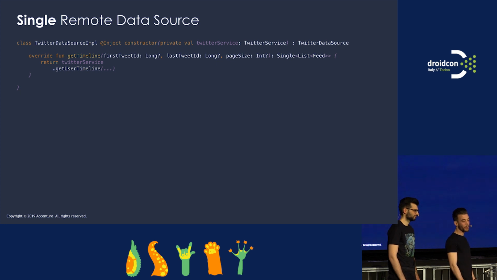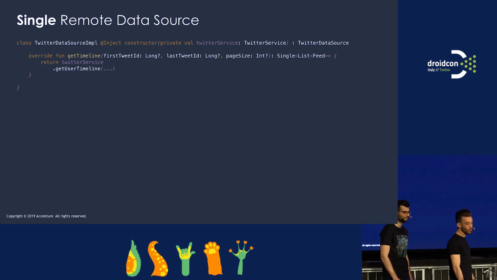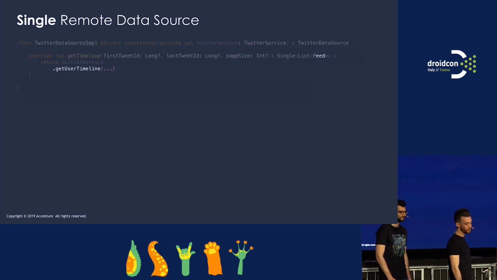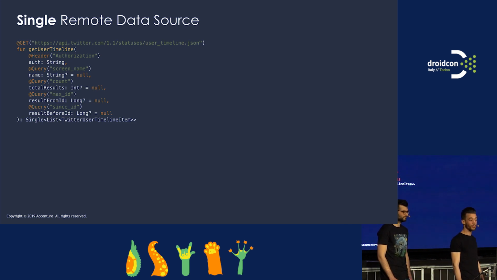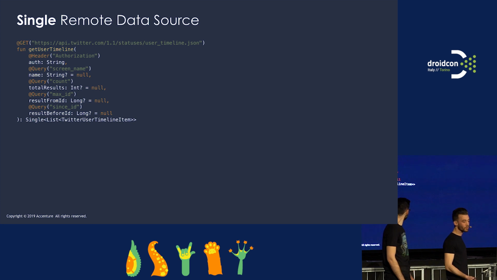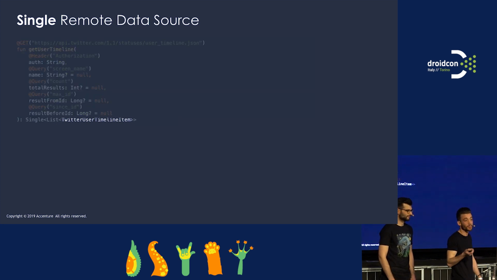After that, we implement our function getTimeline, returning a list of feed as single object. And then we perform the call using the Twitter service. Now here, you can notice that we are returning as a returning type the feed object. But actually, if you have a look in the function inside our retrofit interface, with that user timeline, you can see that we have a different type. And this is because this type is a data domain specific type. So it will reflect the result actually that is returned by the Twitter API.